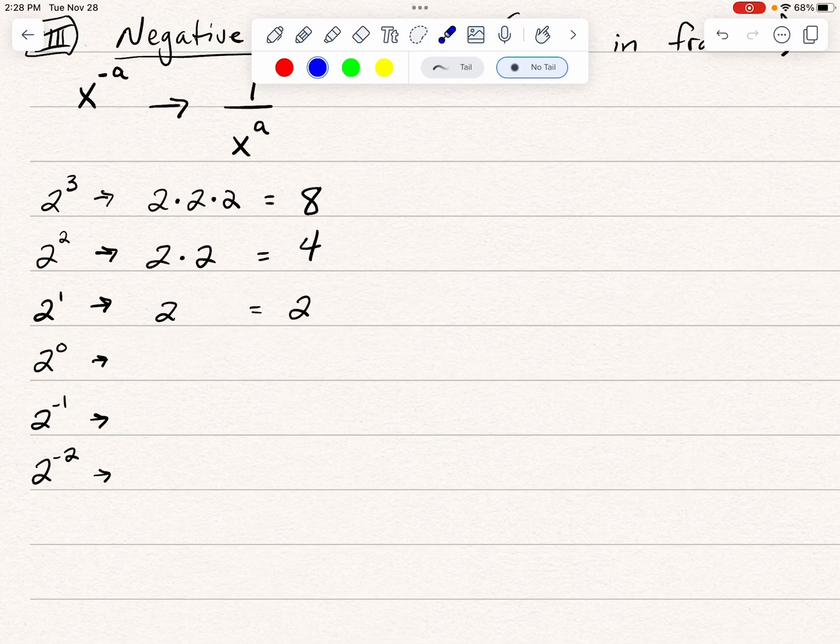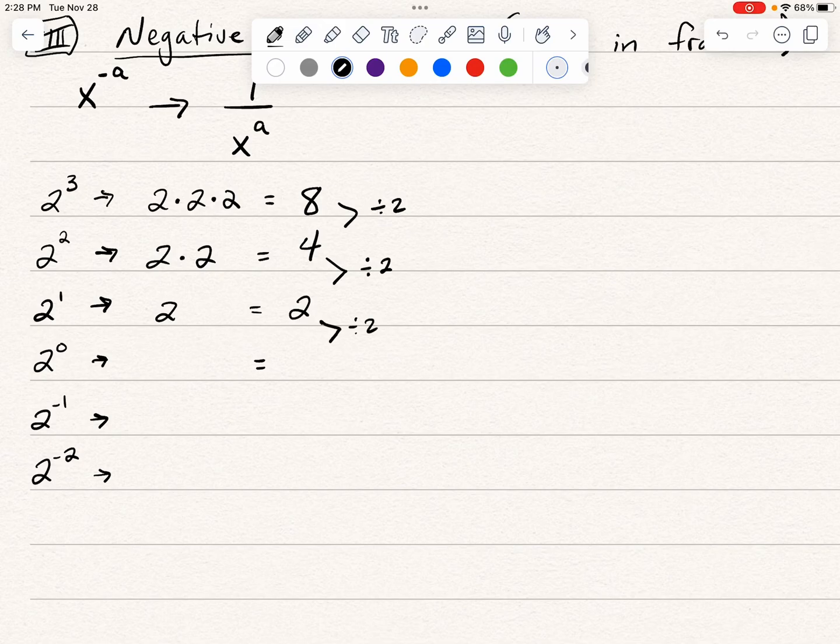We began our year looking at patterns, and now patterns are coming back to help us right here in this situation. So how do I go from 8 to 4? Well, I'm dividing by 2, right? And 4, to get to 2, I'm also dividing by 2. So for this pattern to hold true, I would need to take 2 divided by 2, which is going to give me 1.